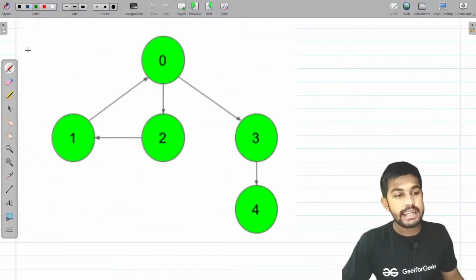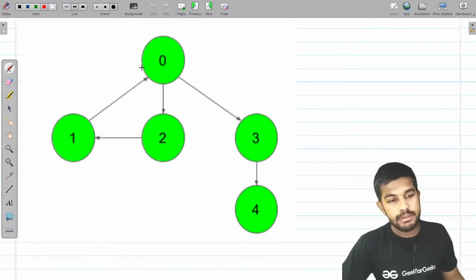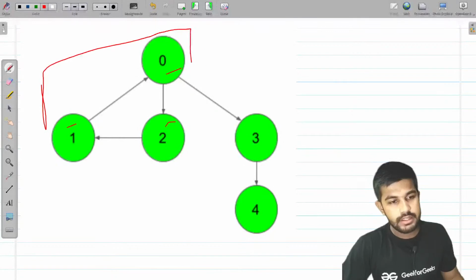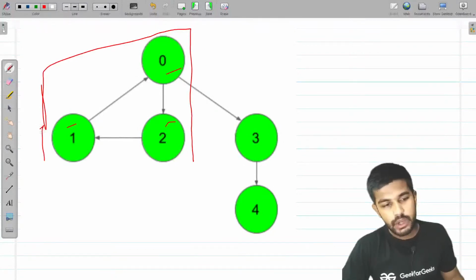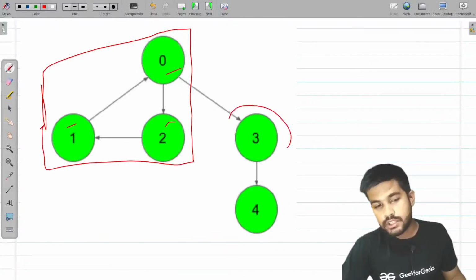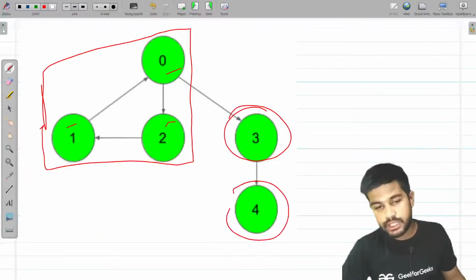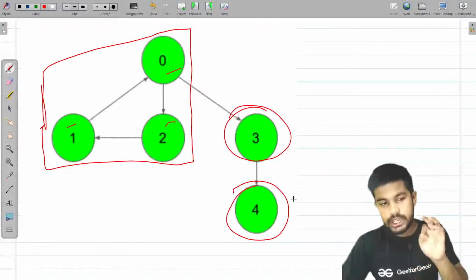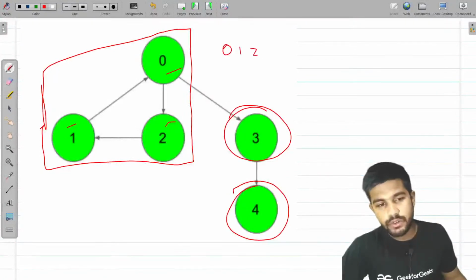Now, the test case is such that in part one we can reach 0, 1 and 2. This is a connected component. Why? Because I just showed you this. Now 3 is also a connected component and 4 is another different connected component. So in total we have 3 connected components: 0, 1, 2, then 3, and then 4.